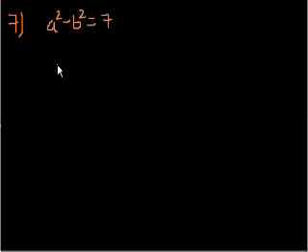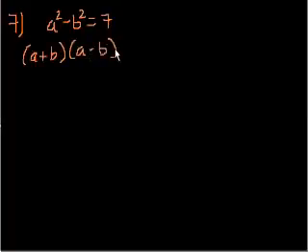So there's a couple ways that I would think about this. This is actually the way I would think about it. Whenever I see something squared minus something, I immediately just want to factor it. And let's see where that gets us. You get that a plus b times a minus b is equal to 7. And we know that a and b are positive integers.